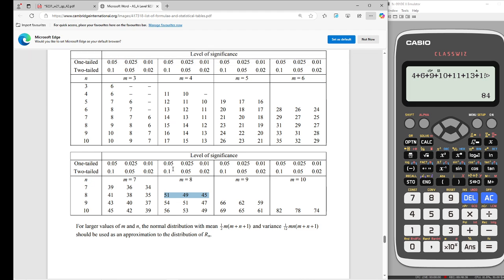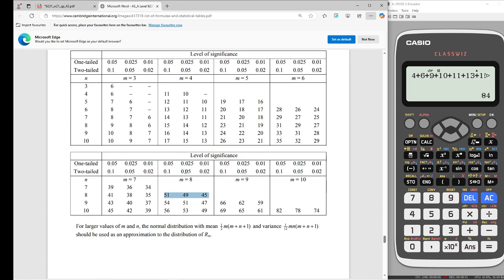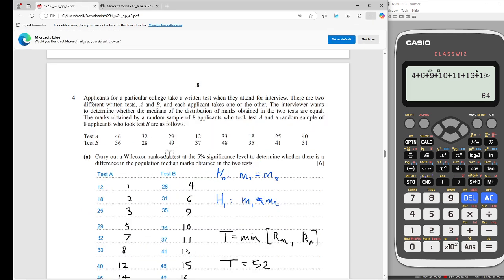Okay, so let's move on with this. Which value do we take? So it says that's a 5% significance level test. So we have a hint it's either this one or this one, because those are the only ones corresponding with 5%. But you know that it's a two-tailed test because they're testing for any kind of difference, not whether m1 is greater than or lesser than m2. So it's going to be this column right here. That means 49 is our critical value.